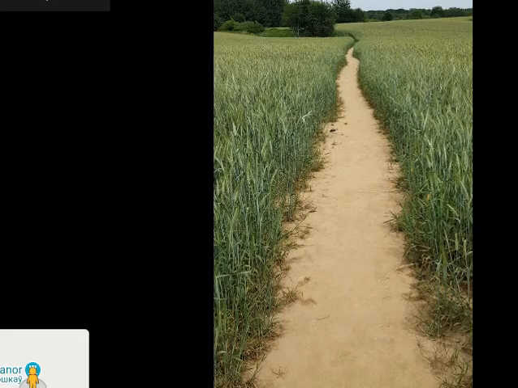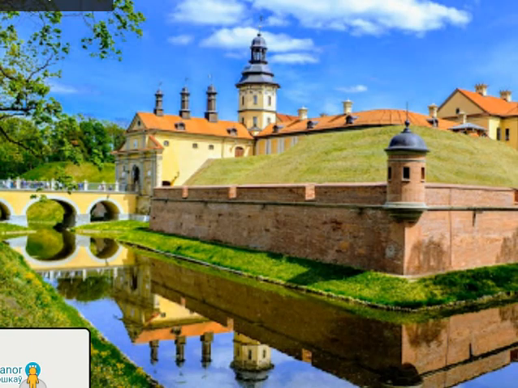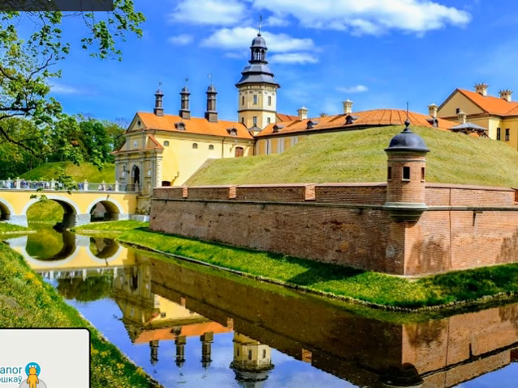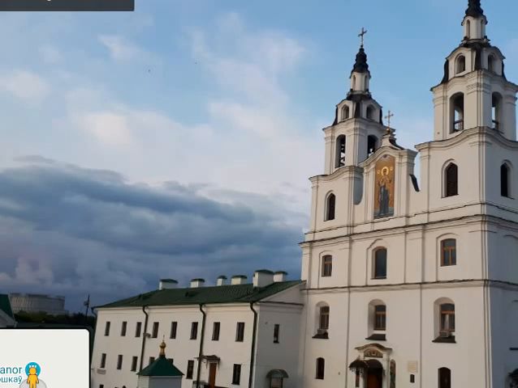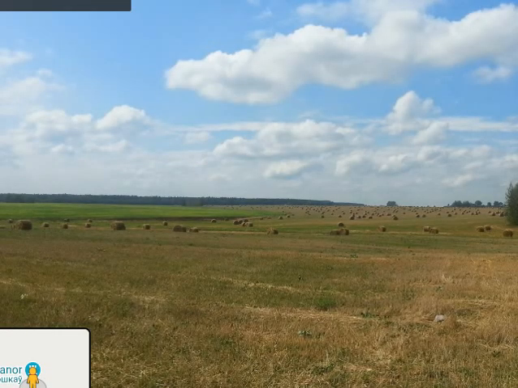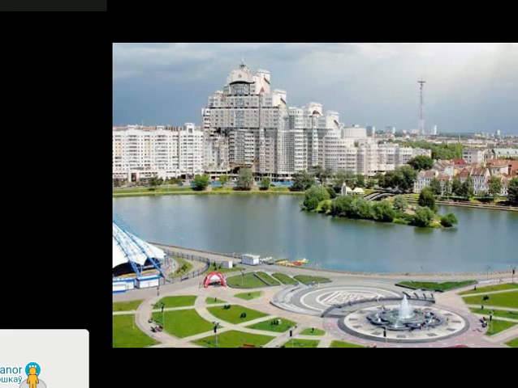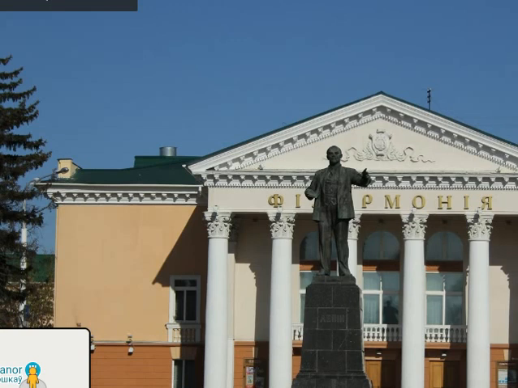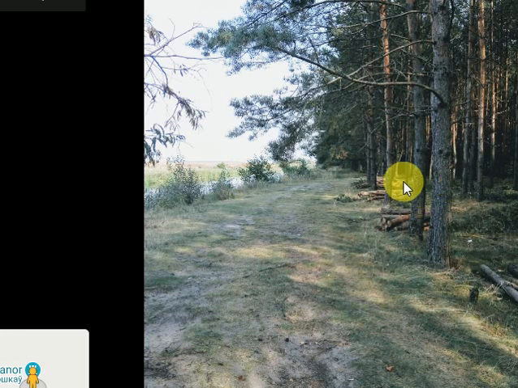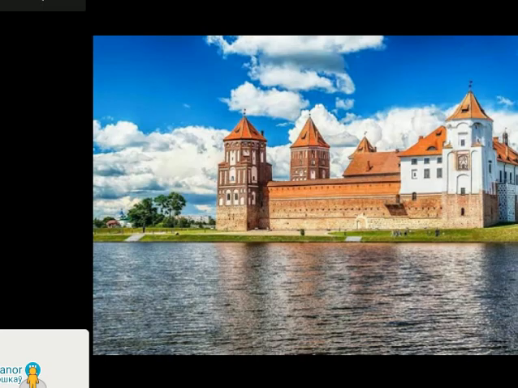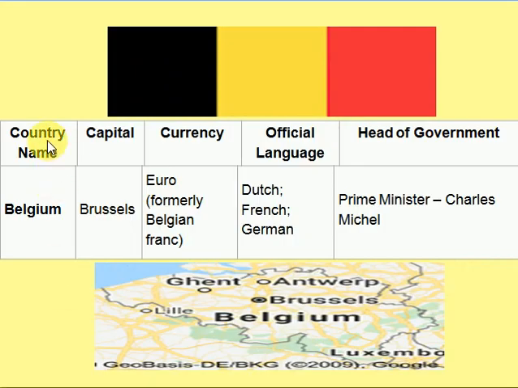These are some important places, grasslands in Belarus. The official lawns of Belarus. In fact, being a cooler area, you can identify the pine trees over here. This is all about Belarus. Now we'll discuss Belgium.